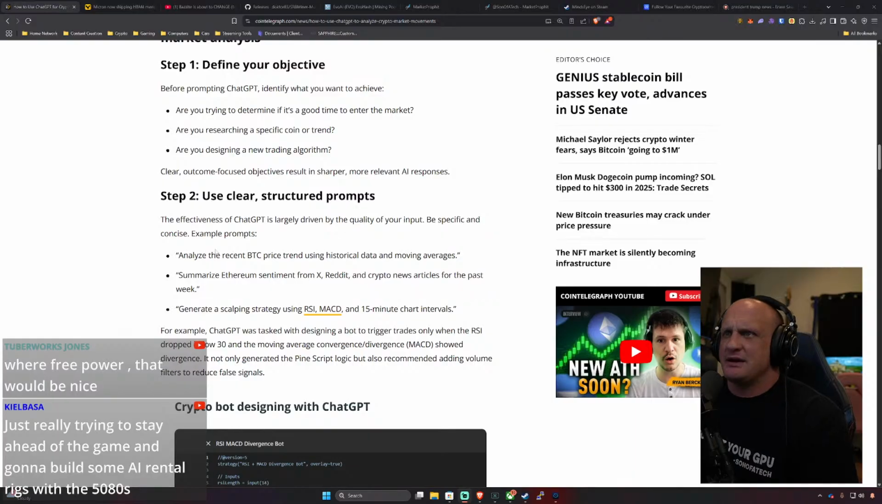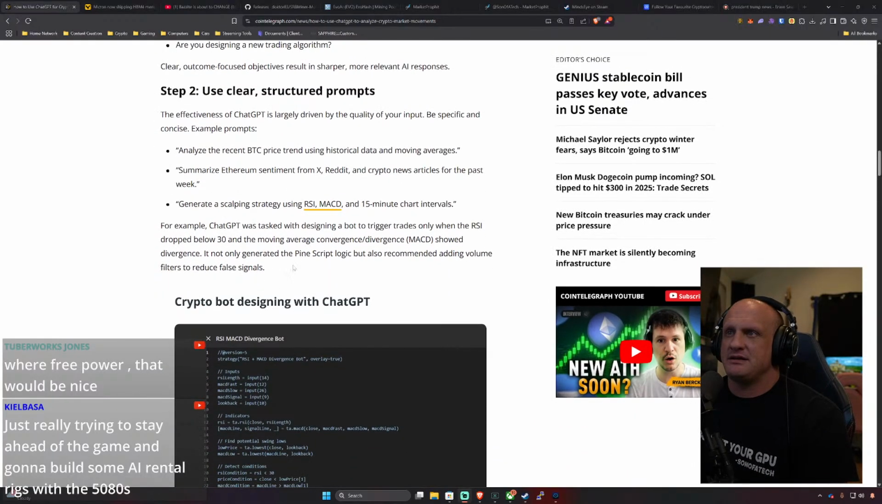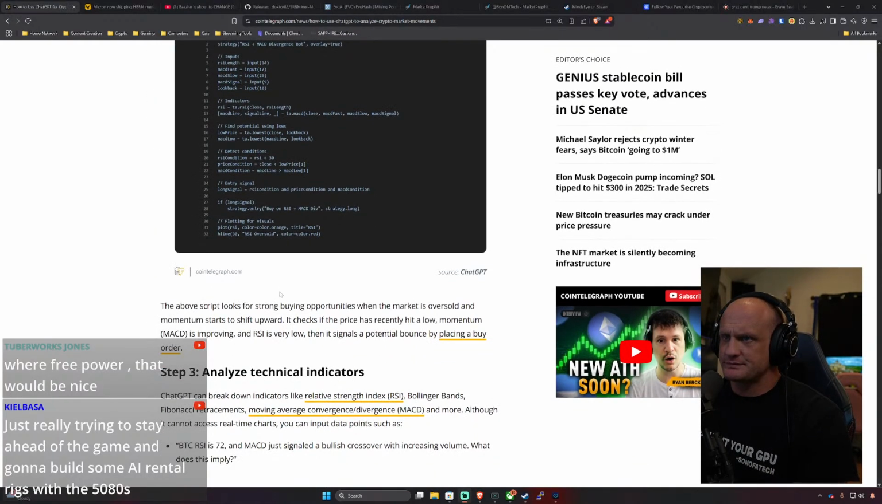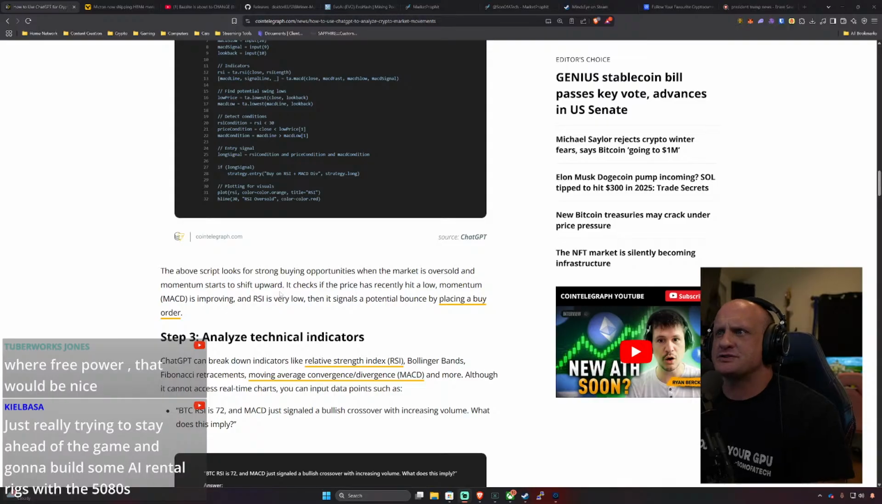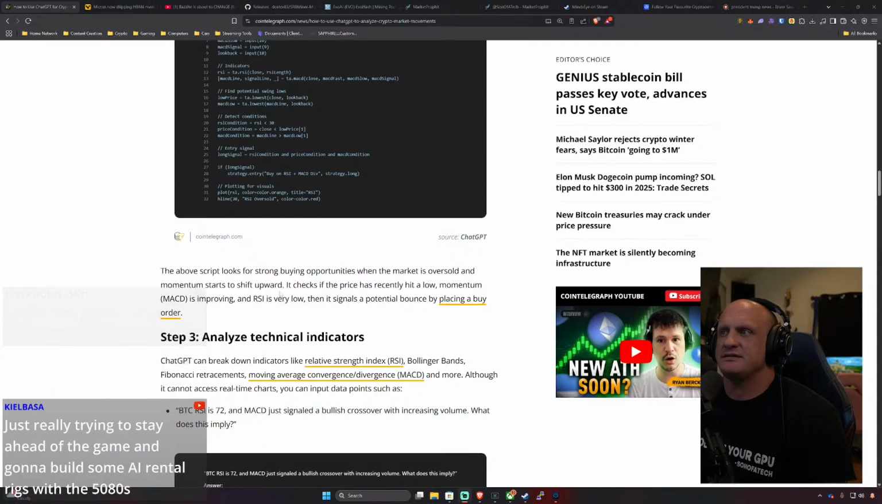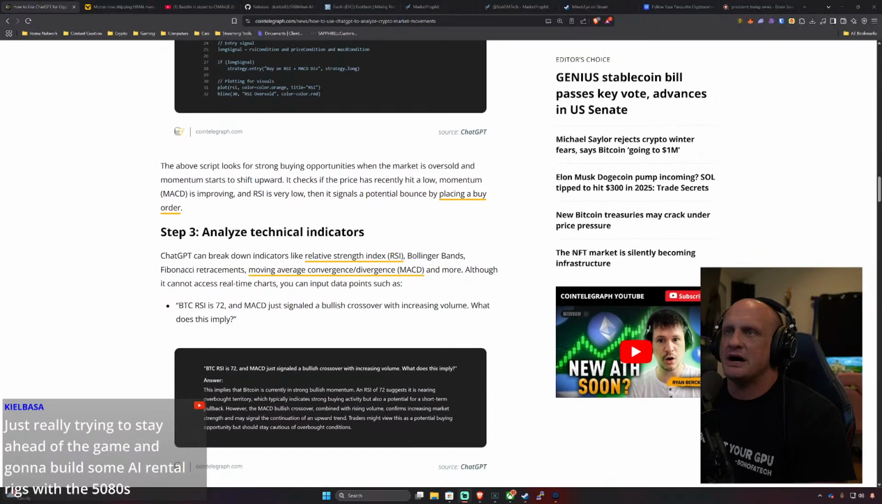It gives you some examples of prompts here, and then it goes on. It says the above script looks for strong buying opportunities when the market is oversold and momentum starts to shift upwards. It checks if the price has recently hit a low, momentum MACD is improving, and RSI is very low. Then it signals a potential bounce by placing a buy order.